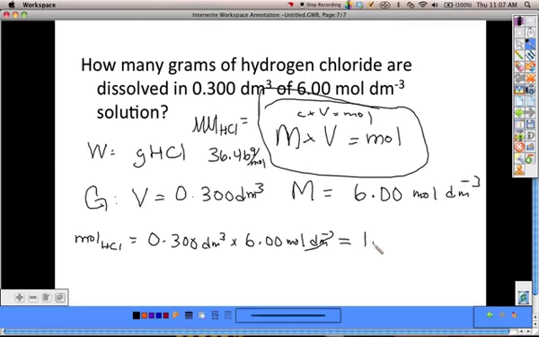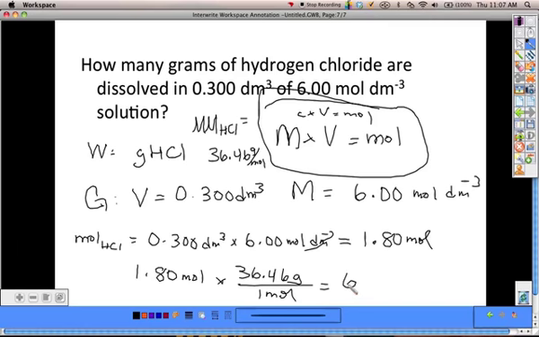This gives me 1.80 moles. But I don't want moles, I want mass. So I'm going to take that moles and multiply by the molar mass, 36.46 grams for every 1 mole. And I get 65.6 grams of HCl.